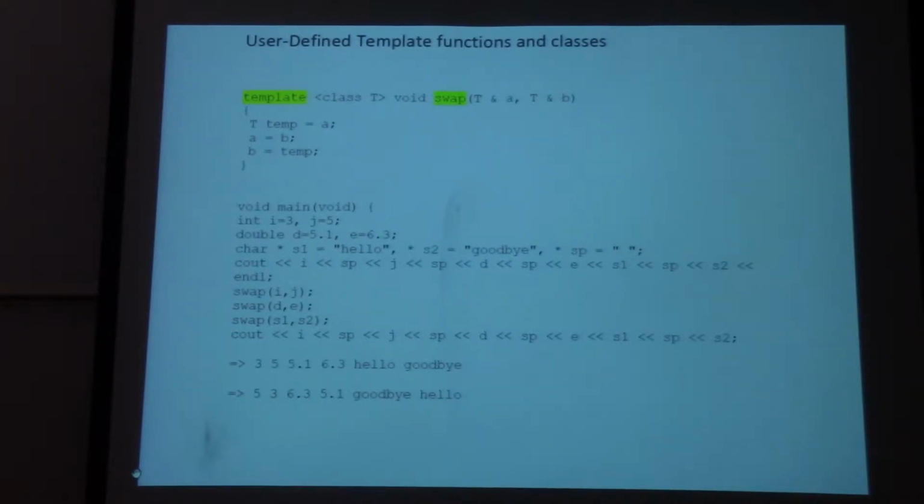Okay, and so basically what happens, they all succeed. So after I swap them and I print them out, I get them in different orders. So here's the output. You can see 3 and 5 swapped. These two swapped. These two swapped. So it's a very, very simple idea, right? So templates, very, very simple idea.